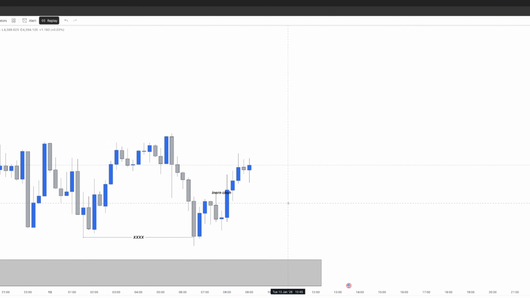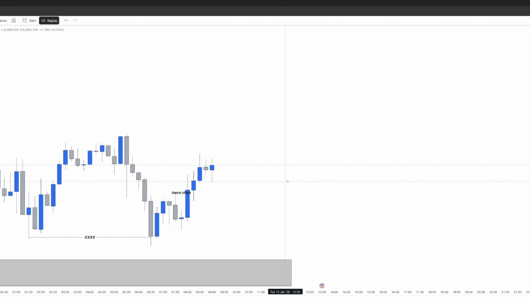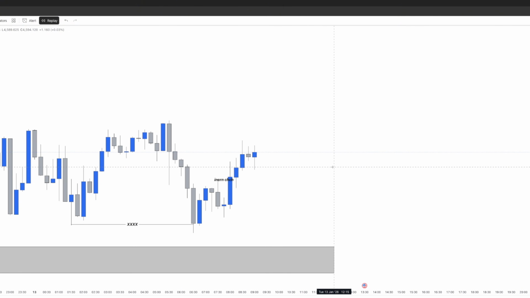Now, if I can see this as my internal change of character, what is the next thing that I'm looking for? I'm looking for imbalance. If I'm looking for imbalance, what next thing do I see here? I'm seeing an order block. Okay, so I mark my order block around here. So this is my order block.